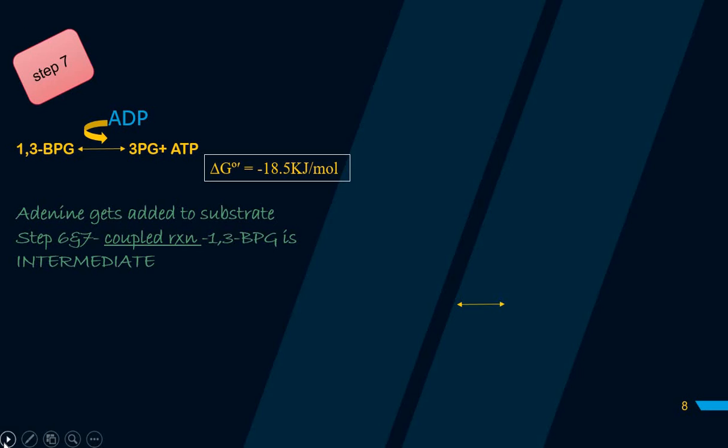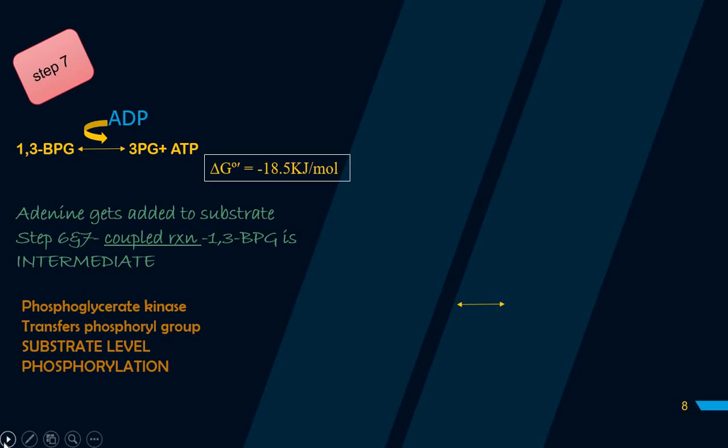The 6th step and 7th step are known as a coupled reaction because both the steps are reversible and 1,3 bisphosphoglycerate acts as an intermediate between the product and substrate. The enzyme guiding here is phosphoglycerate kinase, which transfers the phosphoryl group, and this step is also known as substrate level phosphorylation because substrate level dephosphorylation occurs. So it is known as substrate level phosphorylation.